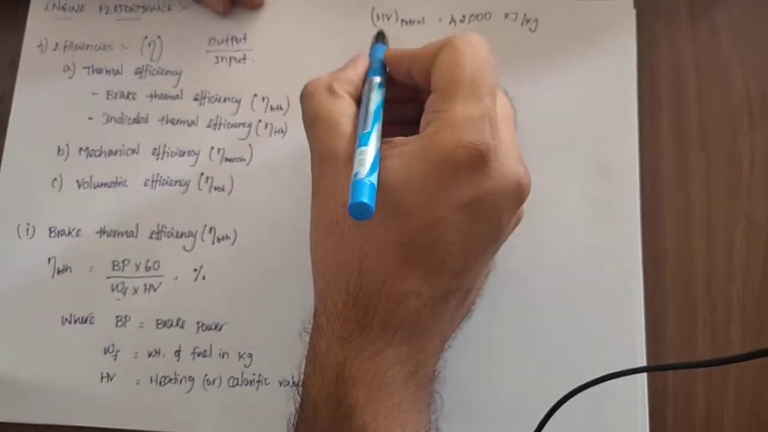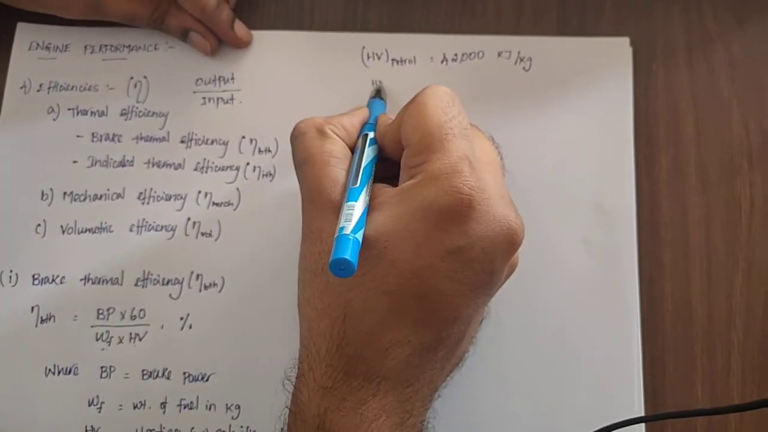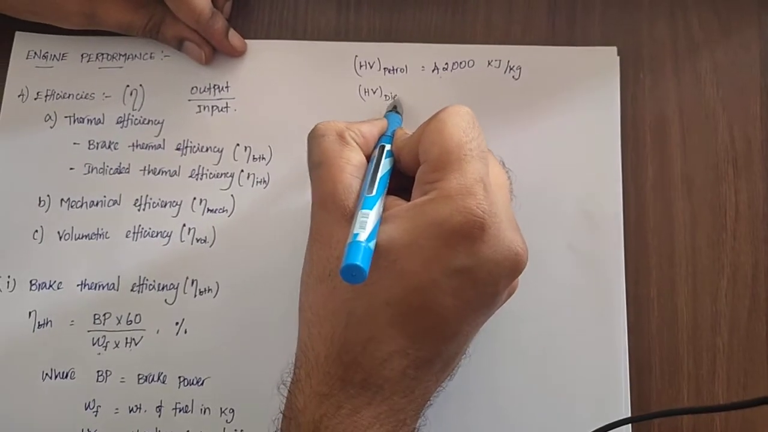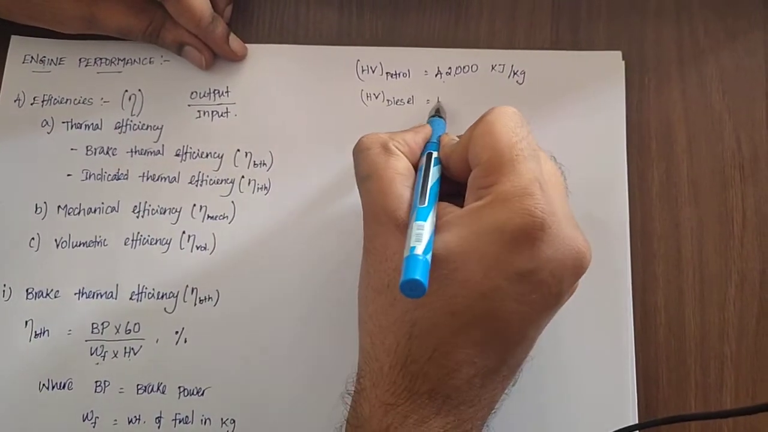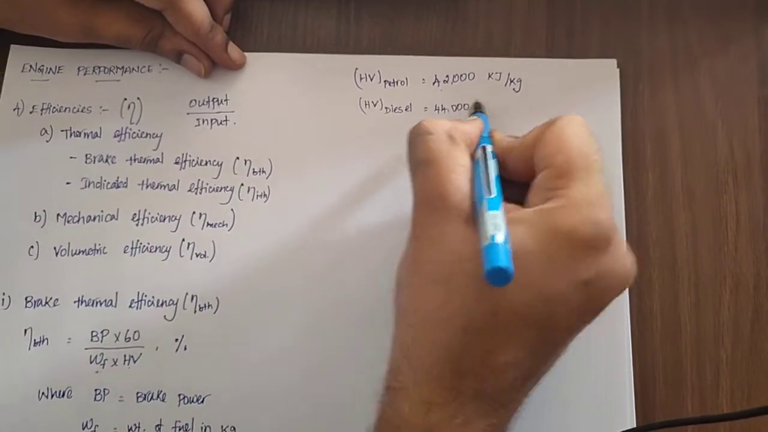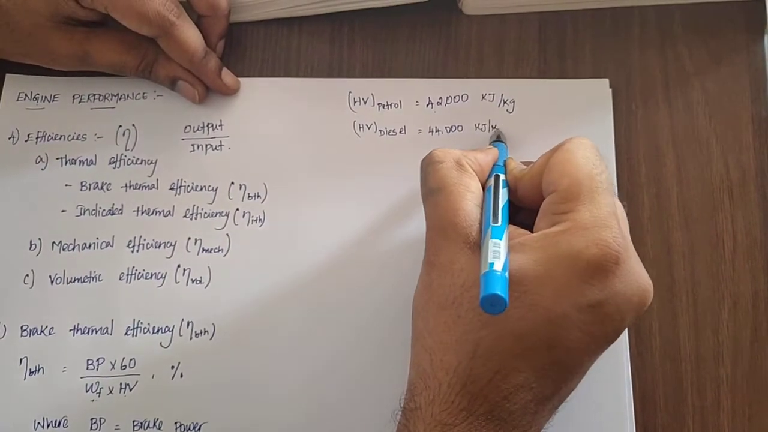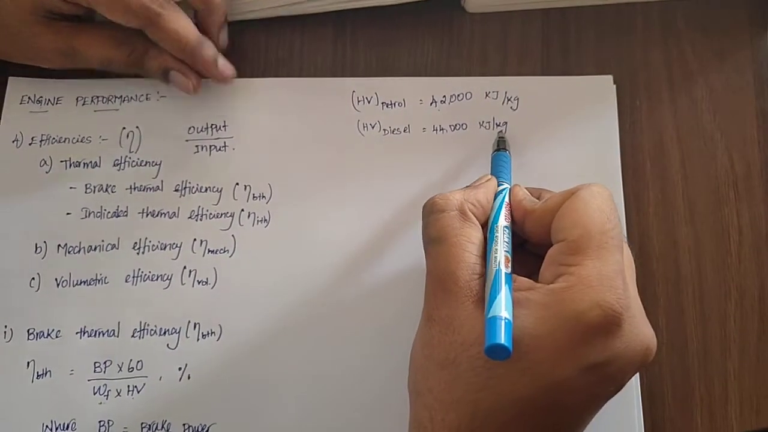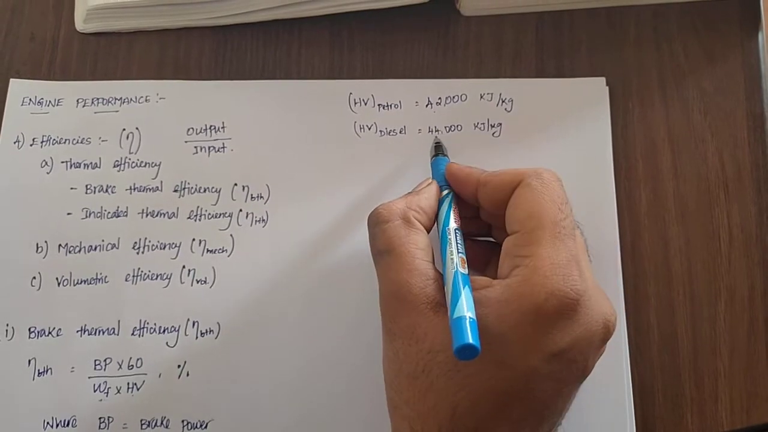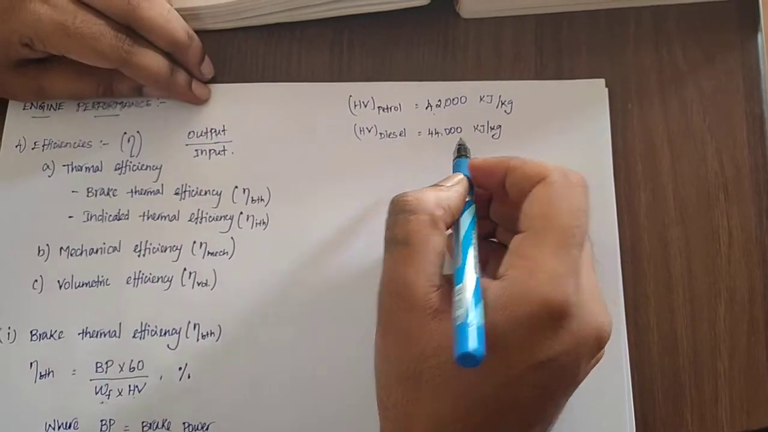Let me just finish this. The heating value for diesel will be 44,000 kilojoule per kg. For 1 kg of diesel, there will be 44,000 kilojoules of energy.